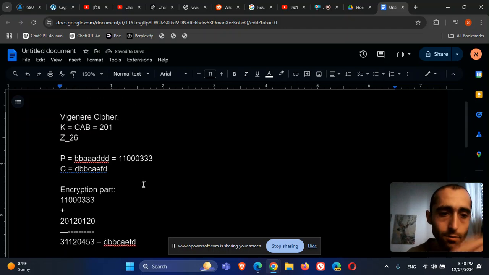So this is the idea of the Vigenere cipher. The idea is the key is a bunch of letters instead of one, as in the substitution cipher.